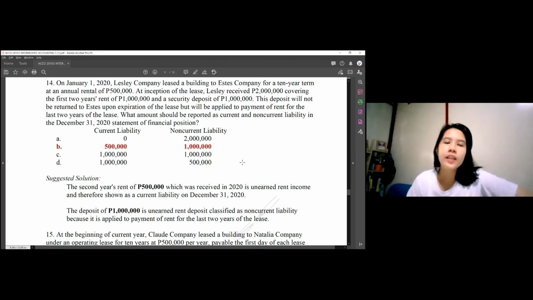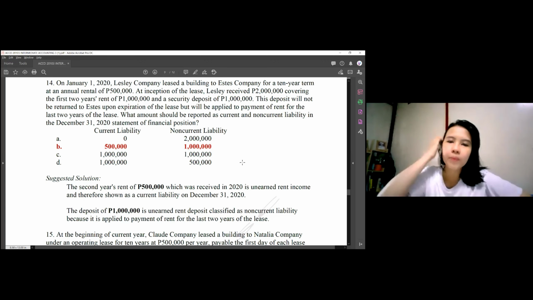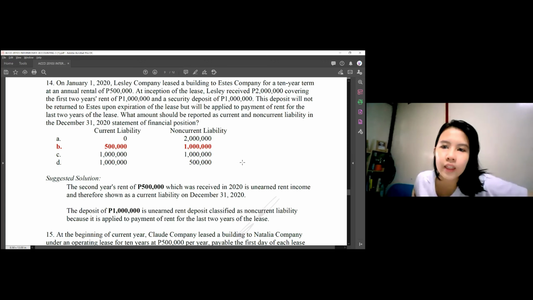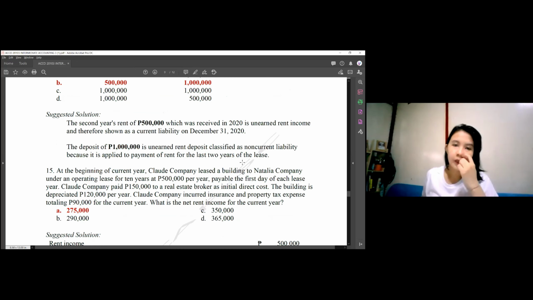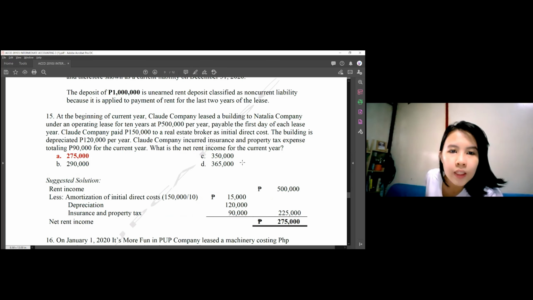Sa beginning daw ng taon na to, si Claude Company ay nag-lease ng building kay Natalia Company under an operating lease for 10 years at 500,000 per year. So, same sa taas, 5 million na naman to. Payable the first day of each lease year. Si Claude Company ay nagbayad ng 150,000 sa isang real estate broker as initial direct cost. So, remember, capitalizable ang initial direct cost.